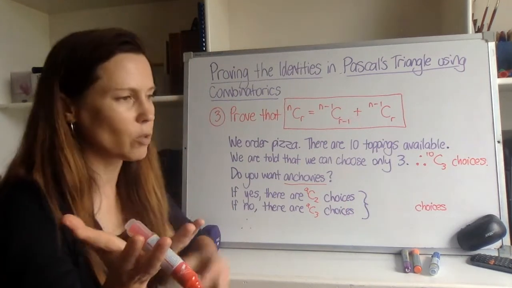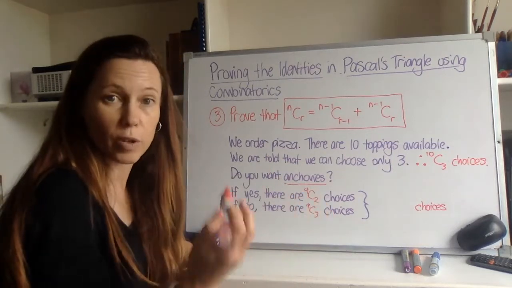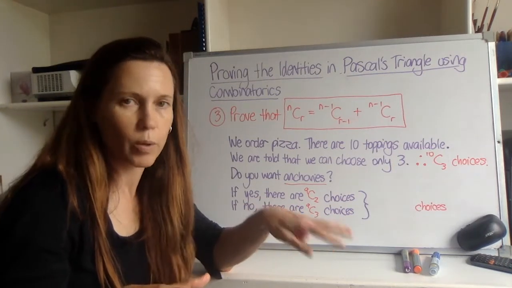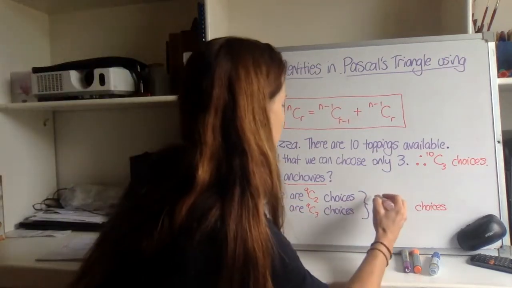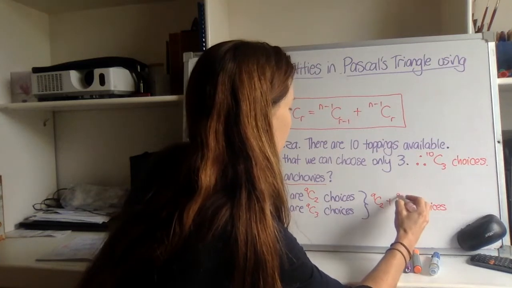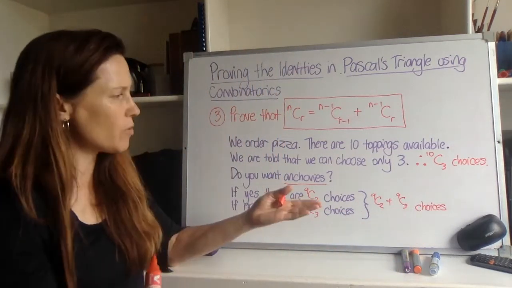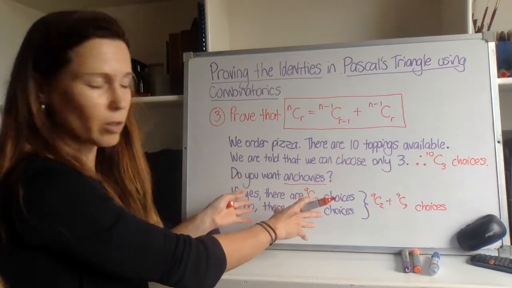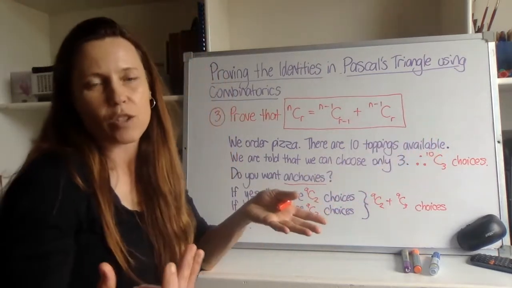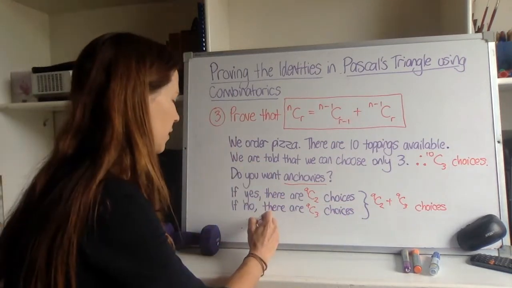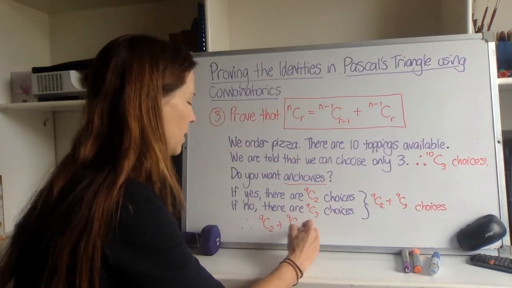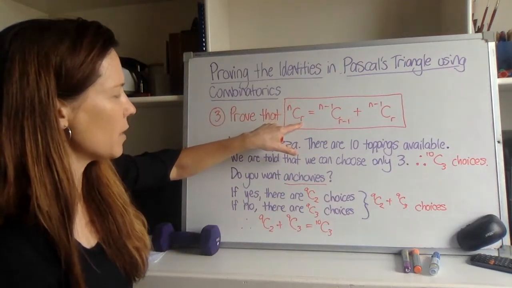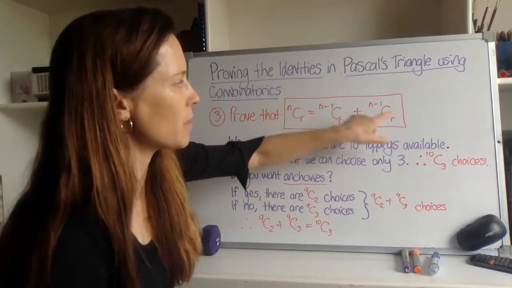Now, whether you do want anchovies or you don't, these 9 choose 2 orders of pizza and these 9 choose 3 are completely different sets, aren't they? There's no crossover. They either have anchovies on them or they don't. So if we add these together, that should give us how many choices there are. But we've already considered that there's 10 choose 3 ways to choose the pizza, whether we thought about anchovies or not. Obviously, it should be the same number of choices total. So we've proven there that 9 choose 2 plus 9 choose 3 must equal 10 choose 3. And so we've proven this here: 10 choose 3 must be equal to 9 choose 2 plus 9 choose 3.